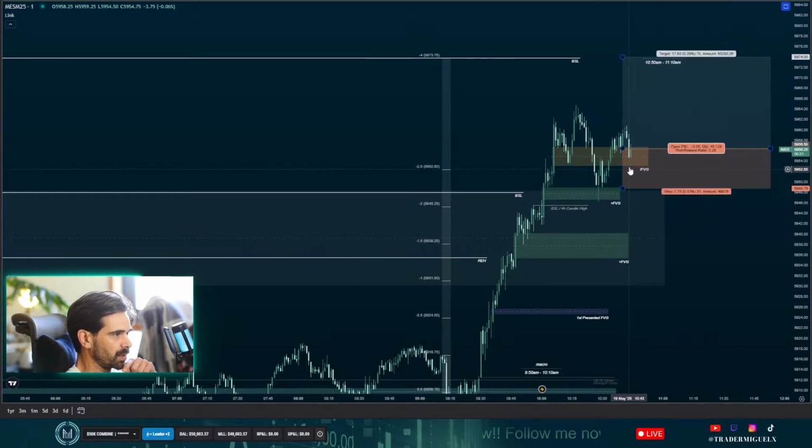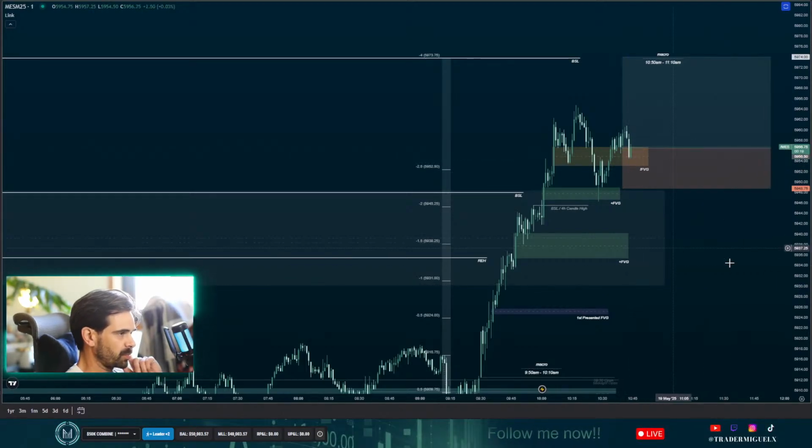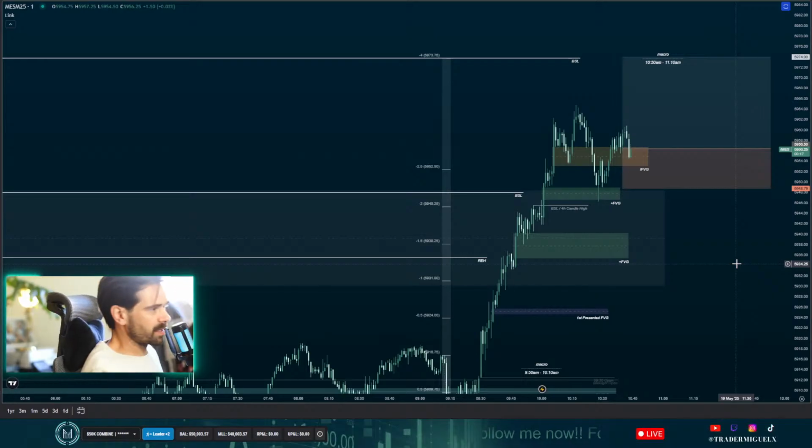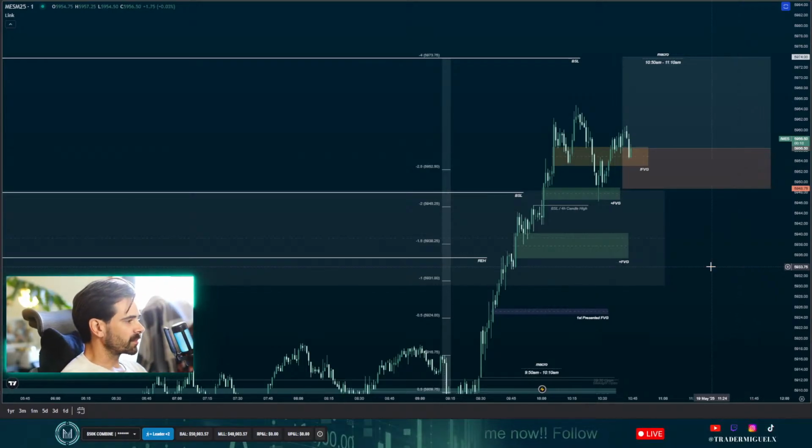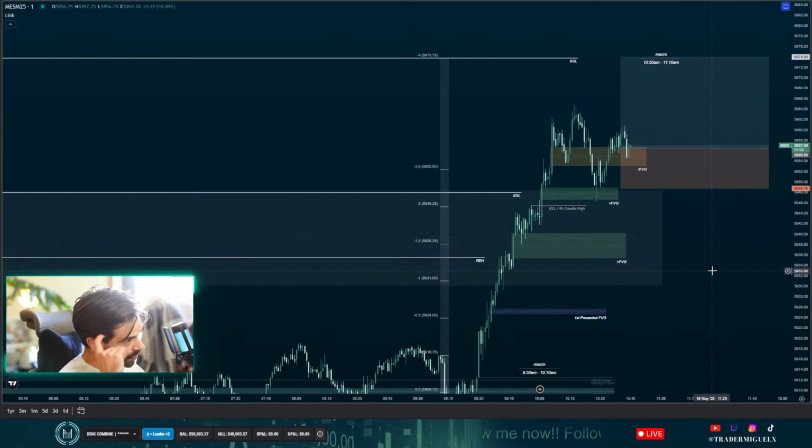Price trying to hold inside the fair value gap, but yeah, this is a tricky spot, honestly, because you have to have a large stop loss just to let the market do its own thing and generate a little bit more liquidity.